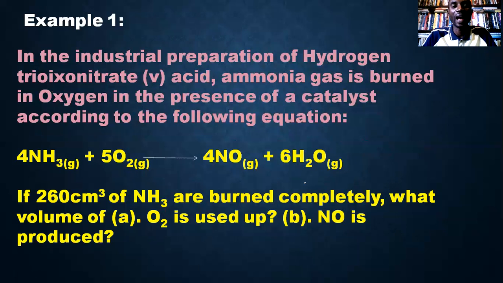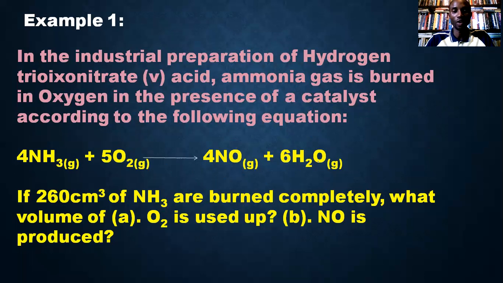Okay, let's take an example. In the industrial preparation of hydrogen trioxonitrate 5, ammonia is burned in oxygen in the presence of a catalyst according to the following equation. Look at the equation. What is unique to this kind of calculation is the equation for the reaction. So in this equation, you are asked that 260 cm cube of ammonia is burned completely. What is the volume of oxygen used up?